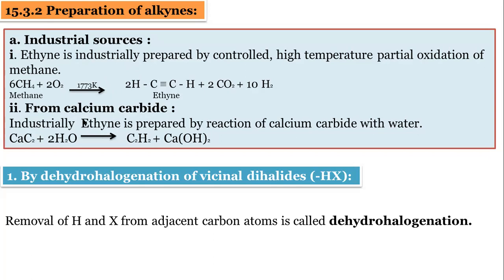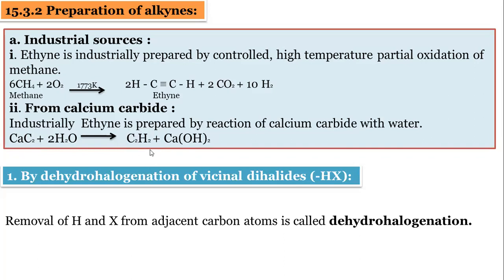So we can prepare the alkynes, means the compounds which have a carbon-carbon triple bond, by using calcium carbide. This is the formula of calcium carbide, CaC2. Industrially, ethyne is prepared by the reaction of calcium carbide with water. When calcium carbide reacts with water, we get acetylene gas. C2H2 means this is acetylene. So this is calcium carbide. When water is added, we get C2H2.